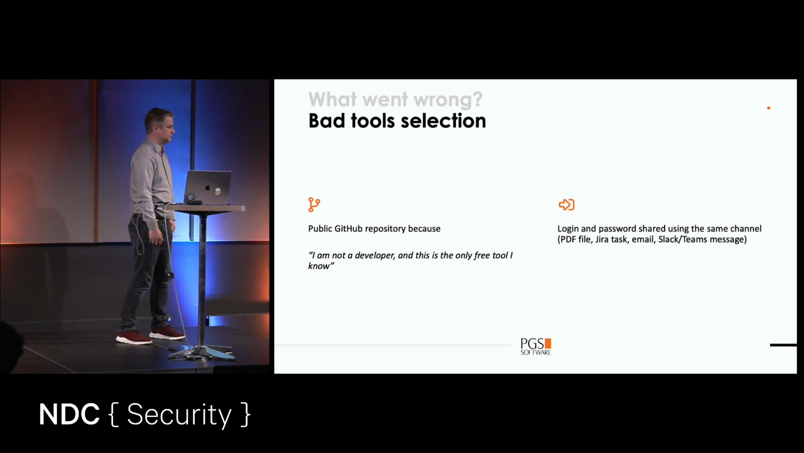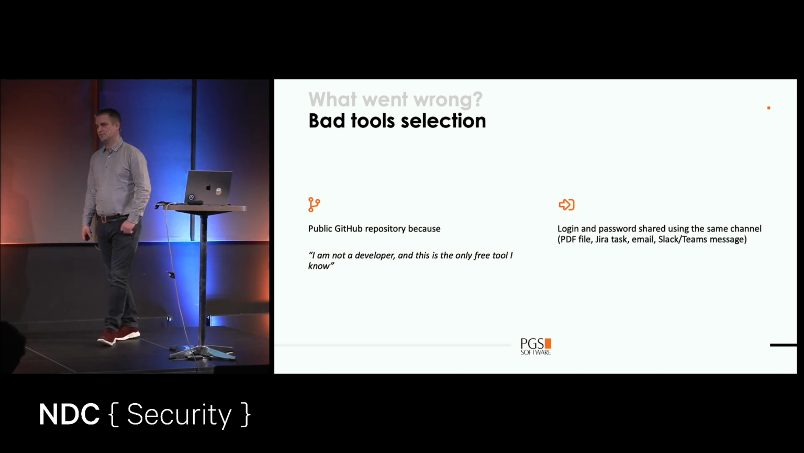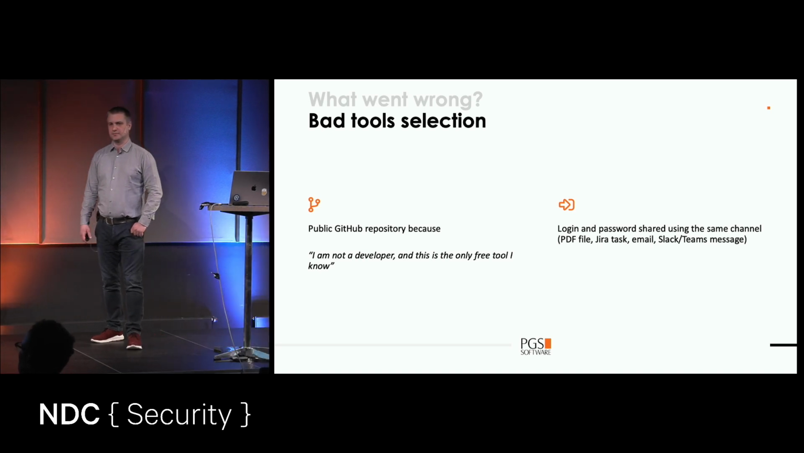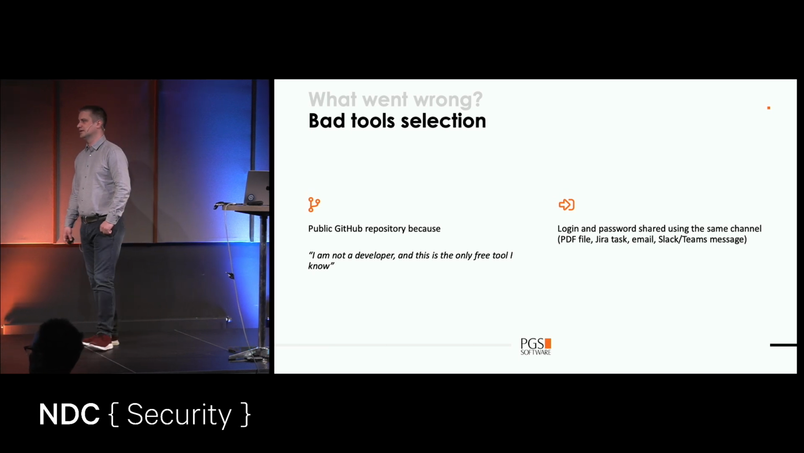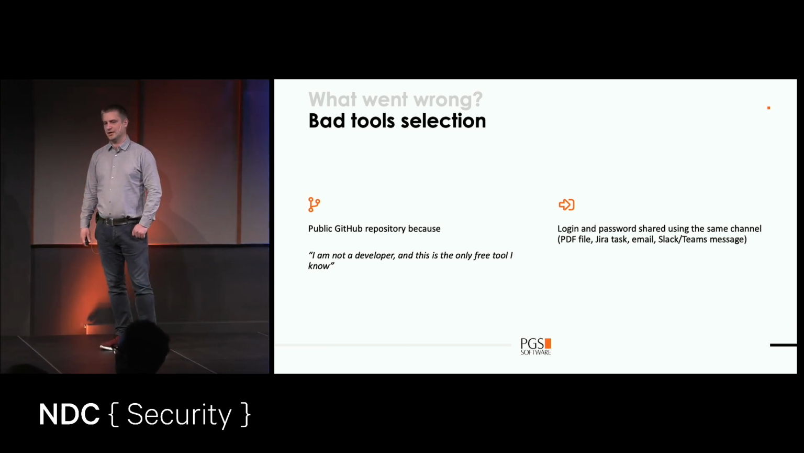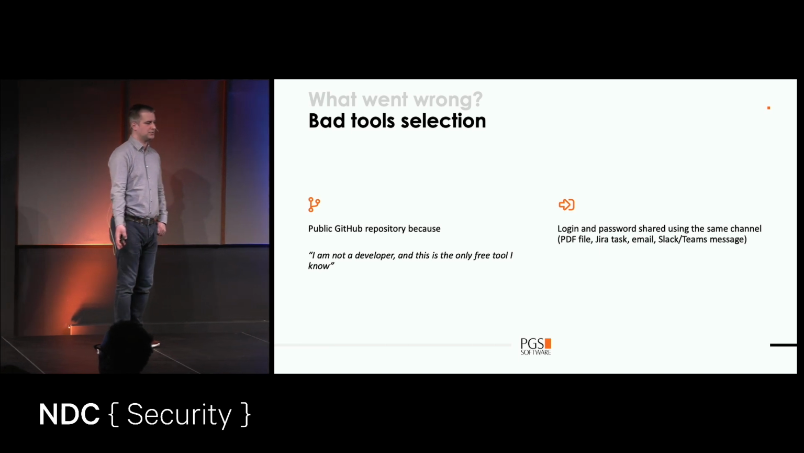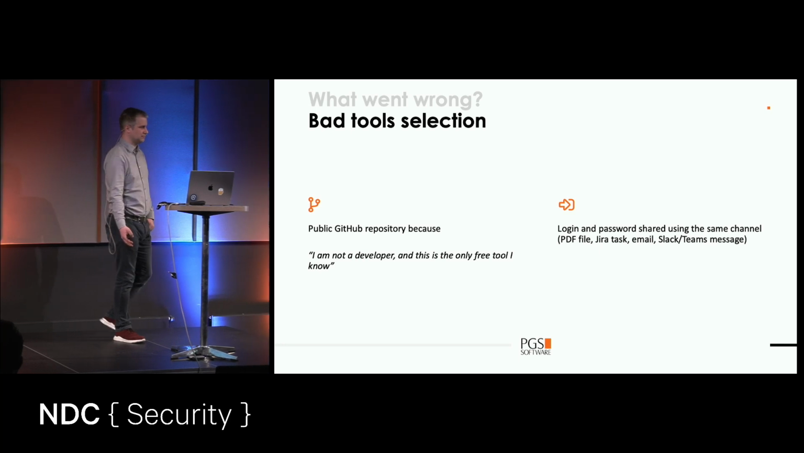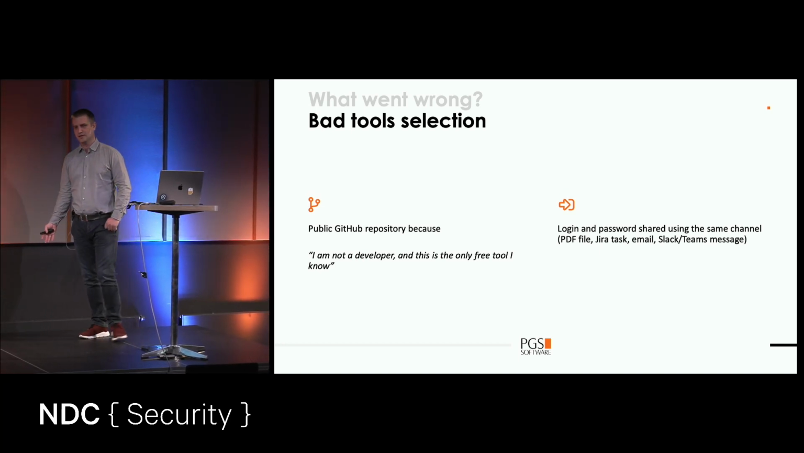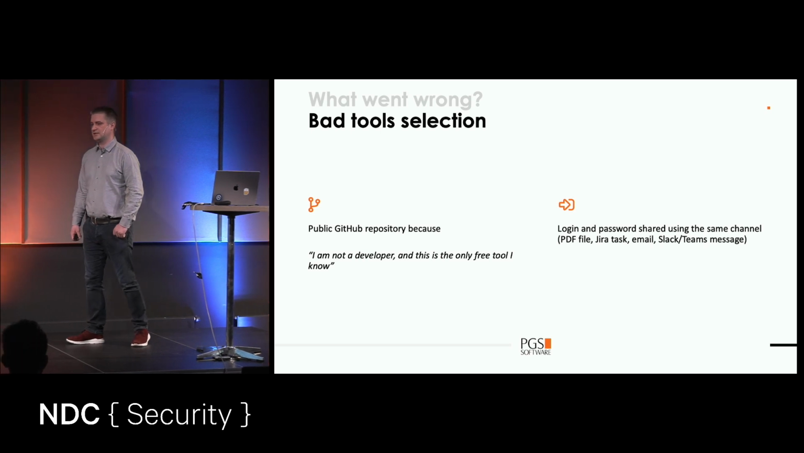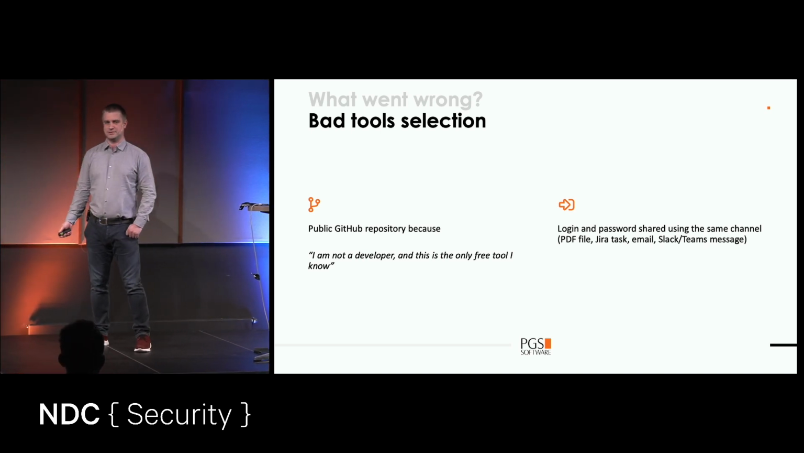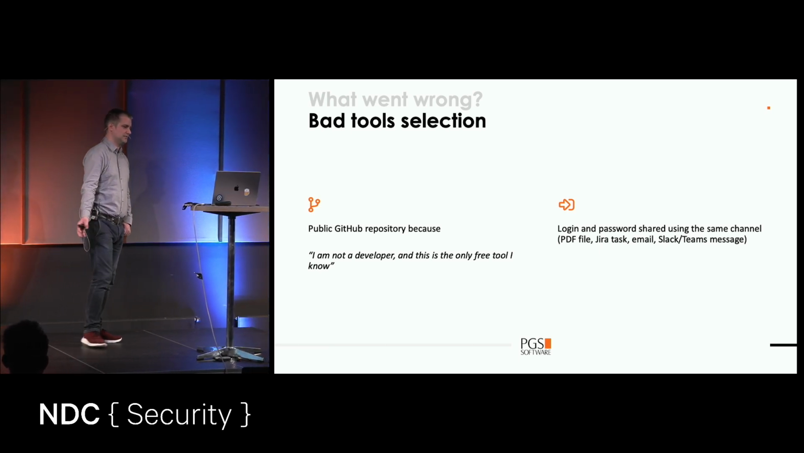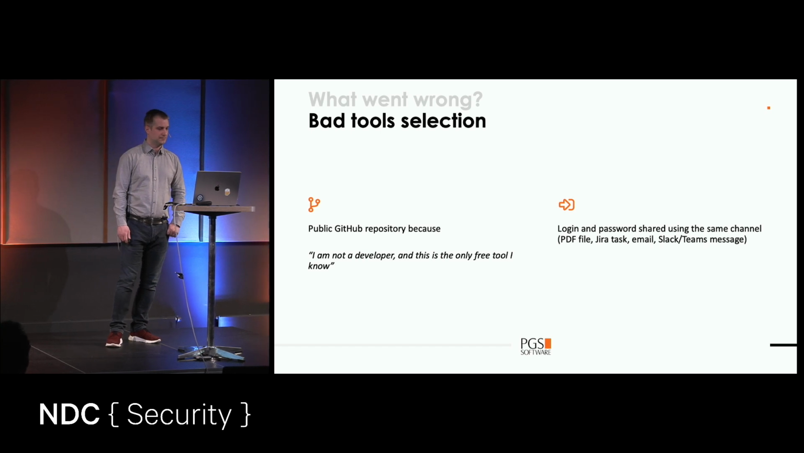Then we have bad tools selection. For this public GitHub repository, it was a support team working on Jira tickets. They decided to create some script that will reply to any new ticket in 10 minutes, because they had an SLA that they have to reply to every single ticket in 10 minutes. So instead of doing it manually, they decided to automate it. Okay, that's a great idea, but as they were not developers, they didn't know how developers work and where they store their code. So they created a free public repository and pushed everything there.